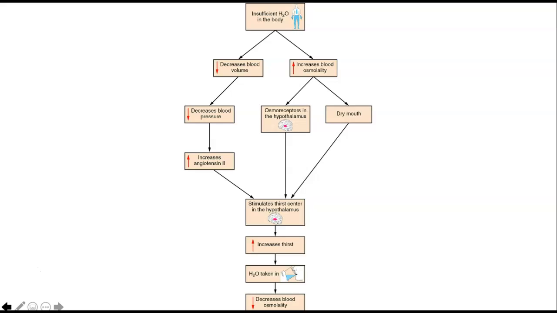And what is that? That's basically cotton mouth or dry mouth, and that also increases the sensation of thirst, or just, I need to get a drink, right? When you have cotton mouth.